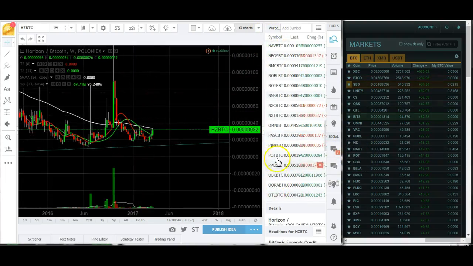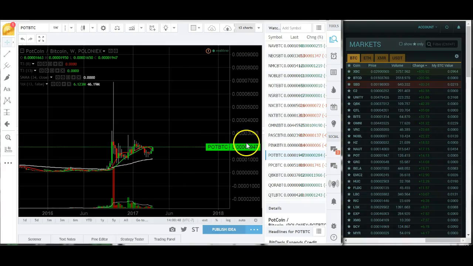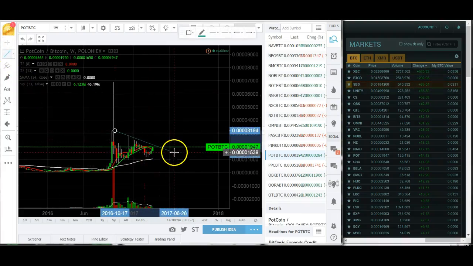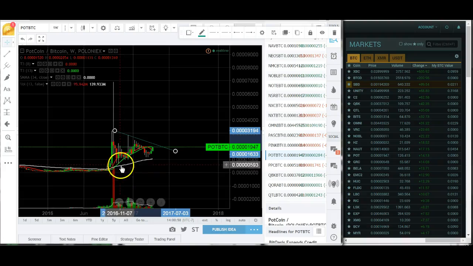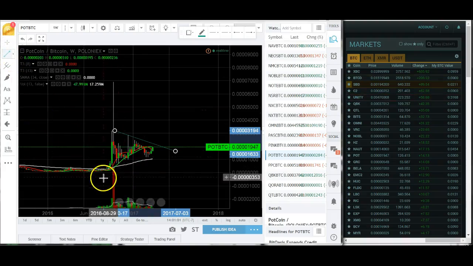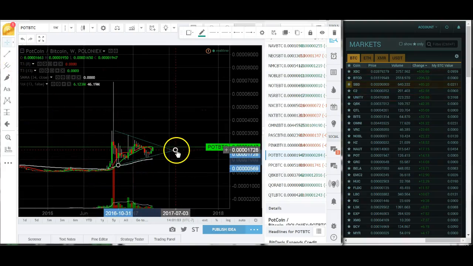POT, just running down the line here. Damn, look at these things. These are all ready to be pumped. Gotta get my trading goggles on. I got higher lows. I got a pattern here.